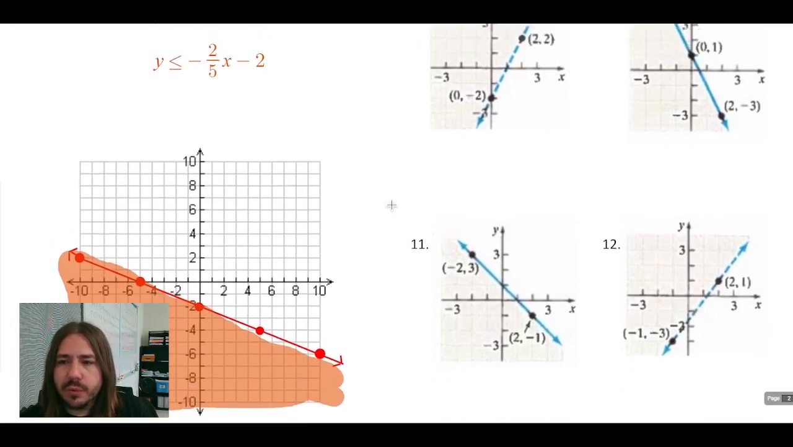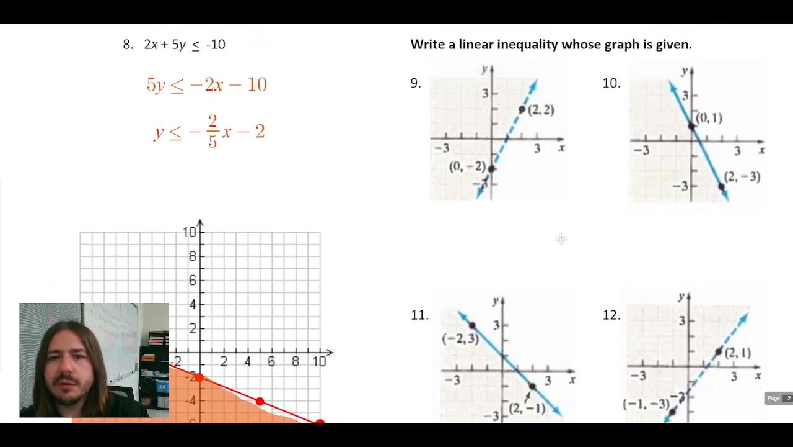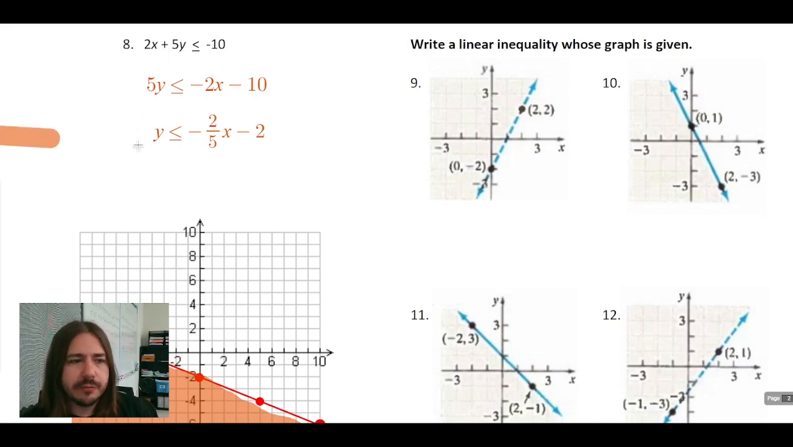Okay, it looks like, what do we got over here? 9 through 10, write a linear inequality whose graph is given. So before this, we were just graphing from the equation of the inequality that was given. Now we're kind of going backwards. So we're given the graph, and we've got to come up with the inequality. So we're going to write these in slope-intercept form just to make it easy. So basically, we're going to identify the slope and the y-intercept, and then we'll talk about whether or not it's solid versus dotted, and if you want to include those solutions.